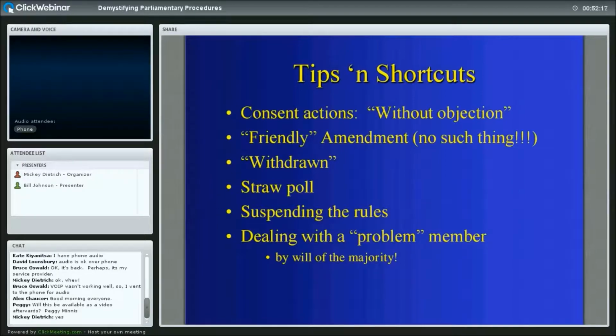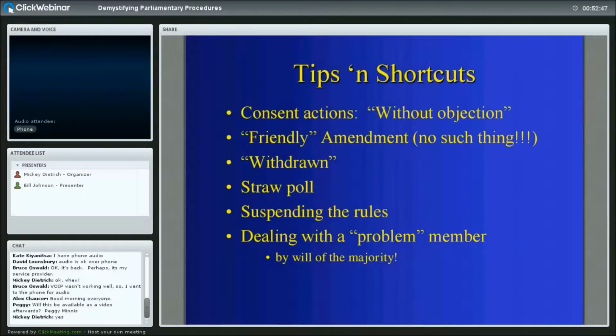You can actually do business by suspending the rules. Again, this is something that requires a 2/3 vote, but you could vote to dispense with the rules to do something that would otherwise normally not be allowed under Robert's rules. I don't have a good example of that, but it's a way. I know some organizations, when they want to do something that would violate the rules, they pass a motion to suspend the rules for the next order of business, and then they do what it is they're going to do, and then they come back.